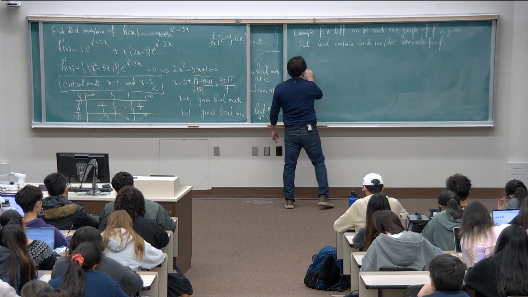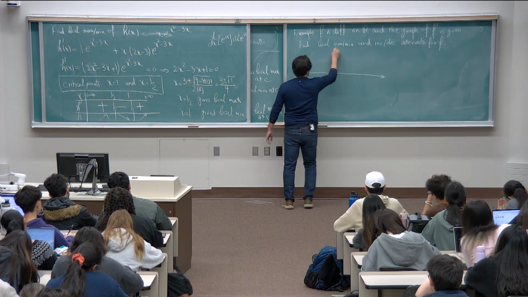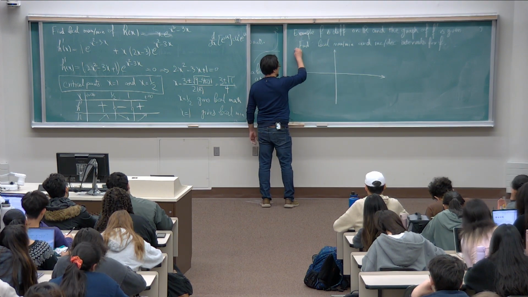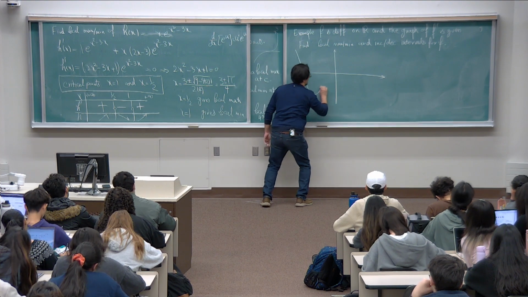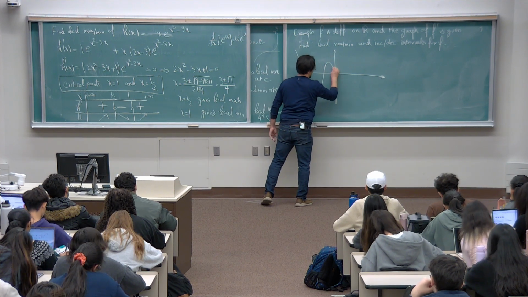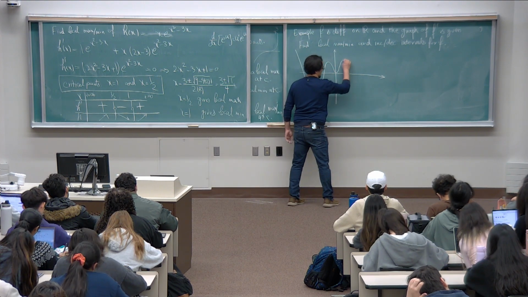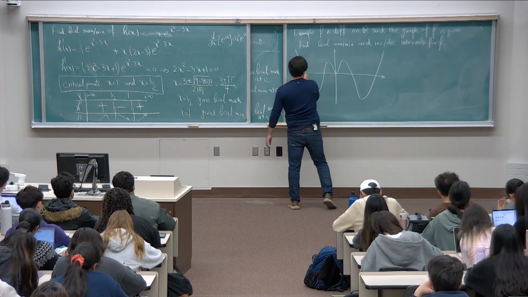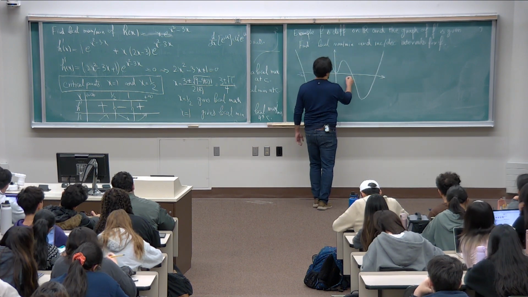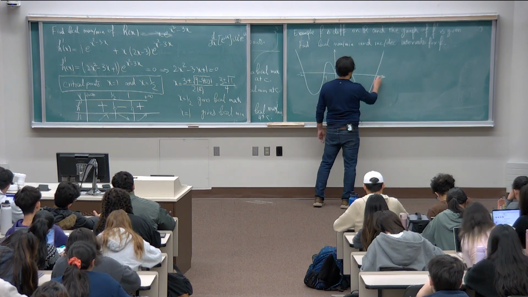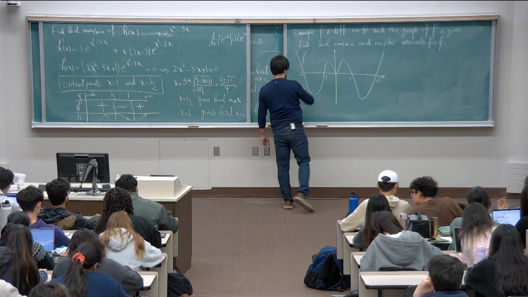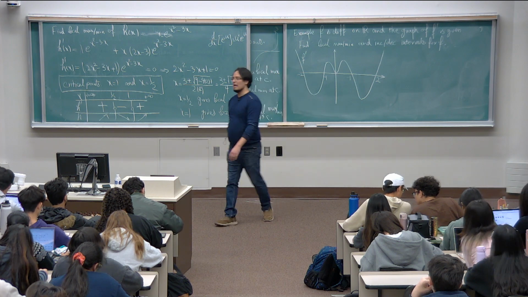What is the graph of f prime? It goes like this. Here is -2, -1, 1, and 2. Remember, this is the graph of f prime.